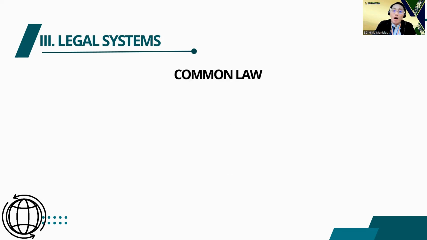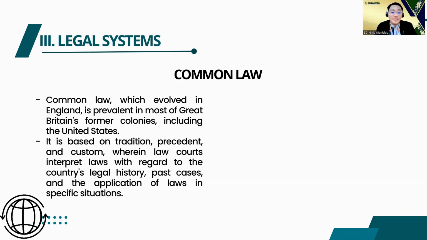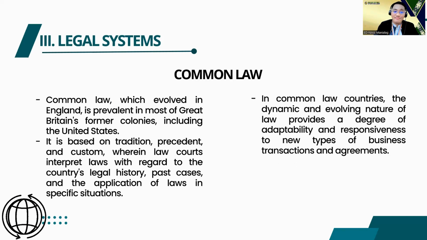So let's discuss common law. Common law, which evolved in England, is prevalent in most of Great Britain's former colonies, including the United States. It is based on tradition, precedent, and custom, wherein law courts interpret laws with regard to the country's legal history, past cases, and the application of laws in a specific situation. The system offers flexibility, as judges have the power to interpret the law for individual cases, setting precedents for future legal decisions. Laws in the common law system are often modified and clarified over time as new precedents arise.